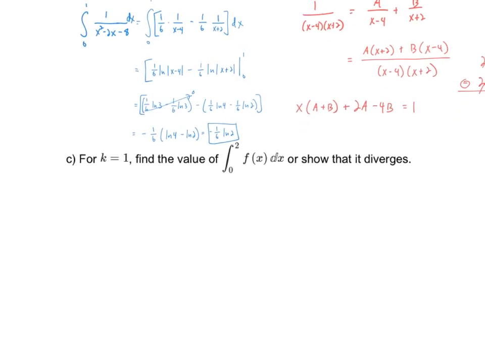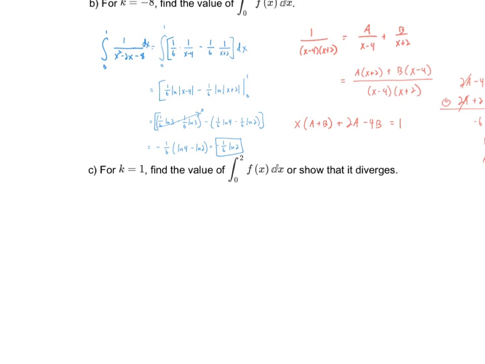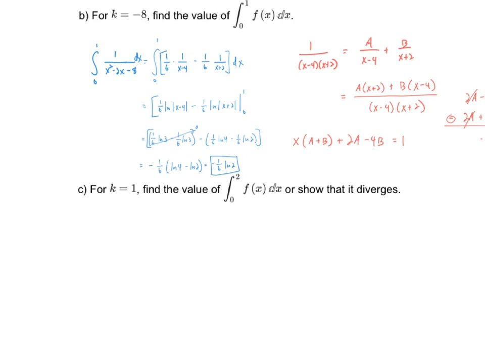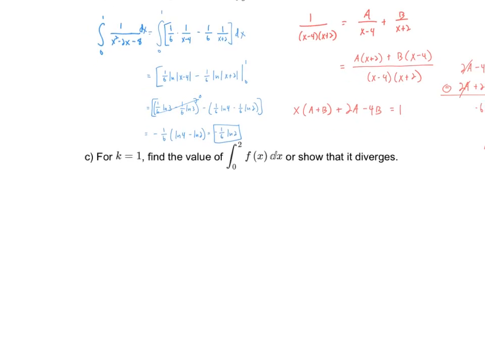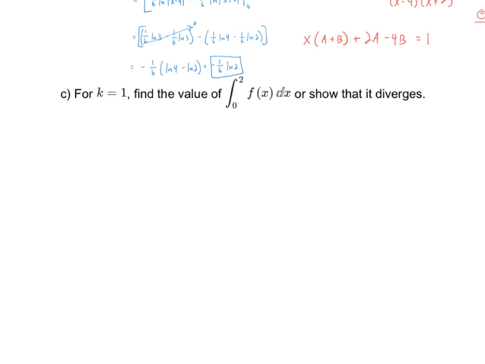Okay, last one, for k equals 1. Find the value of the integral from 0 to 2, or show that it diverges. So this will be kind of like a new type of problem. When k equals 1, the integral from 0 to 2 of 1 all over x squared minus 2x plus 1.